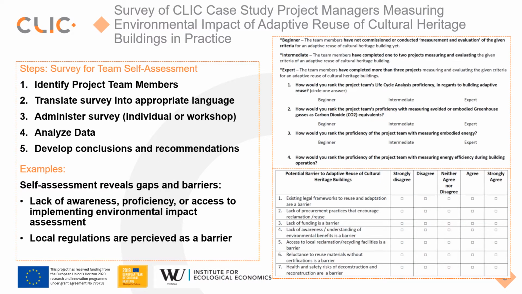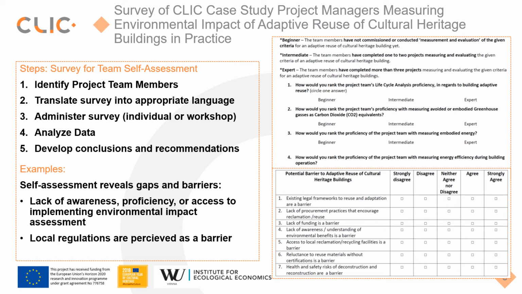In order to use the survey, you would first identify project team members and then translate the survey into an appropriate language. You would administer the survey either individually or in a workshop setting. Then you would analyze the data. You can develop then your conclusions and recommendations based on the data. An example could be that the self-assessment reveals gaps and barriers, like lack of awareness, proficiency, or access to implementing environmental impact assessment, or the perception that local regulations are a barrier.